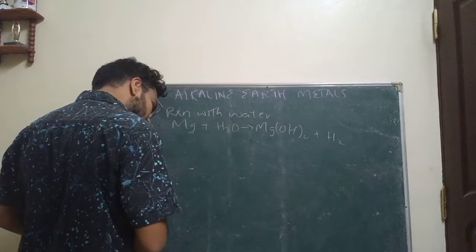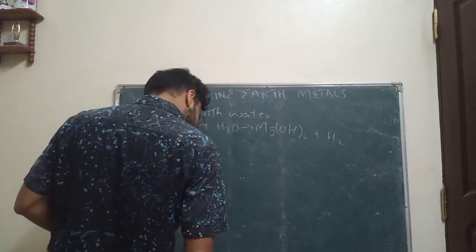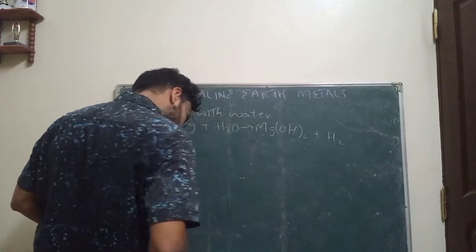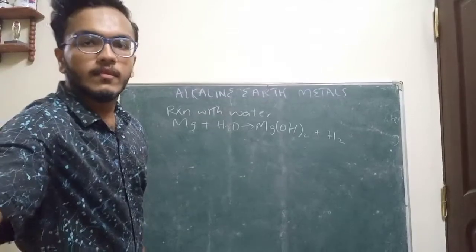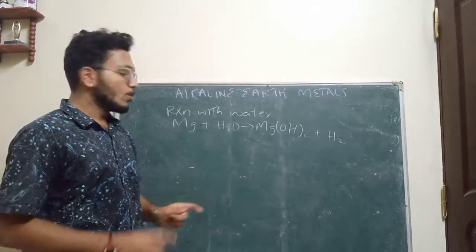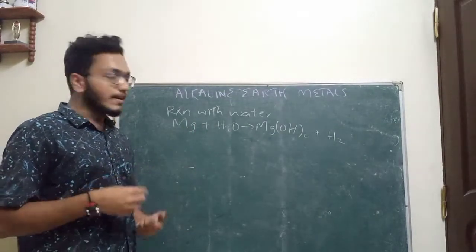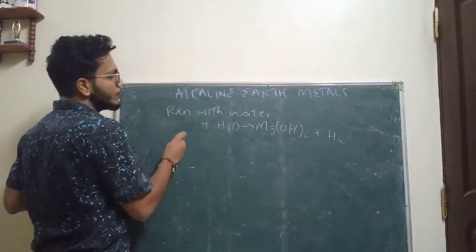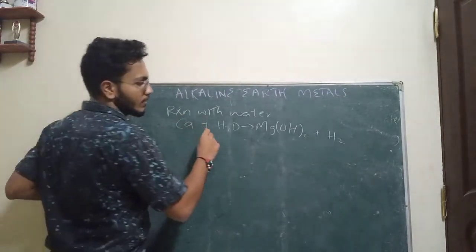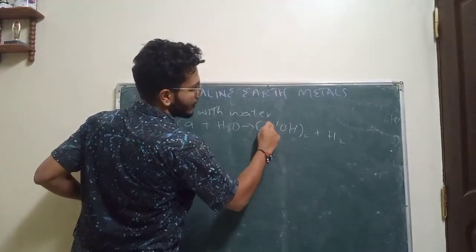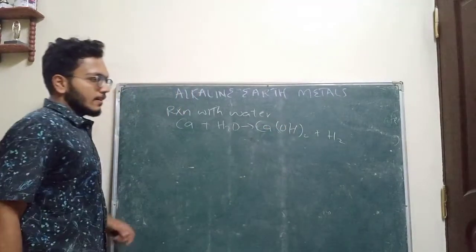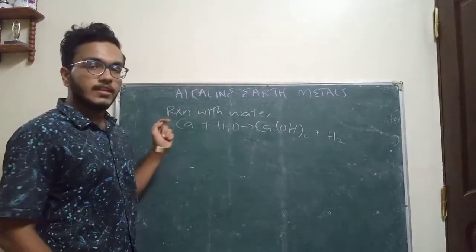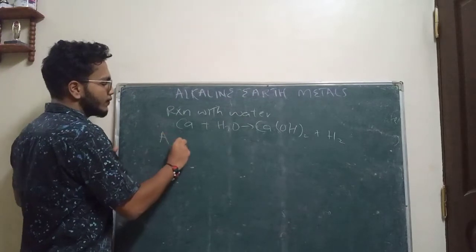Observation: effervescence is observed. However, this reaction is very slow. But for us to see a visible reaction, we use calcium, which is more reactive than magnesium. So we can use calcium instead of magnesium with water to form calcium hydroxide and hydrogen gas. What is the observation in this reaction? The observation in this reaction is a white precipitate is formed.